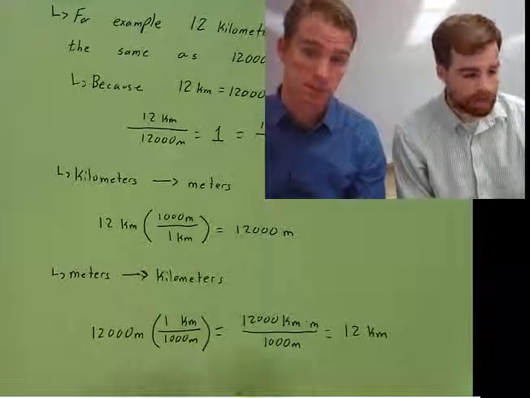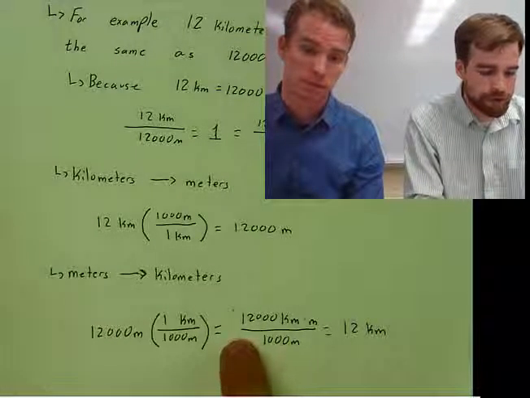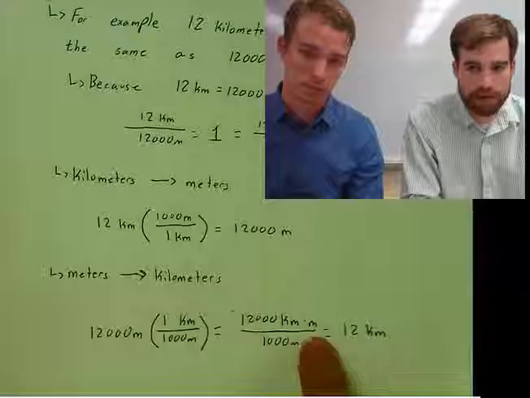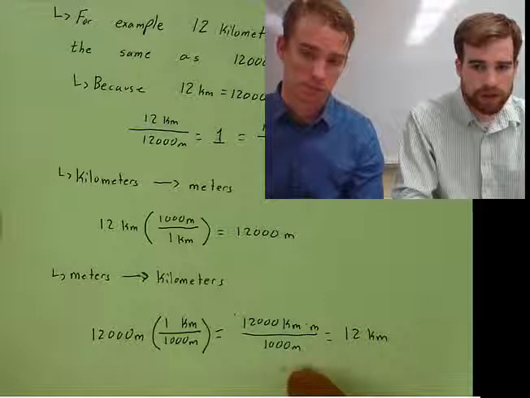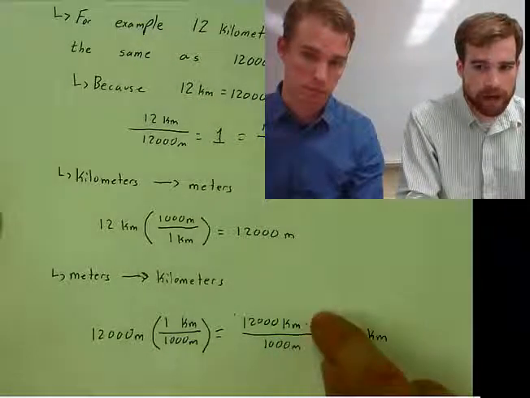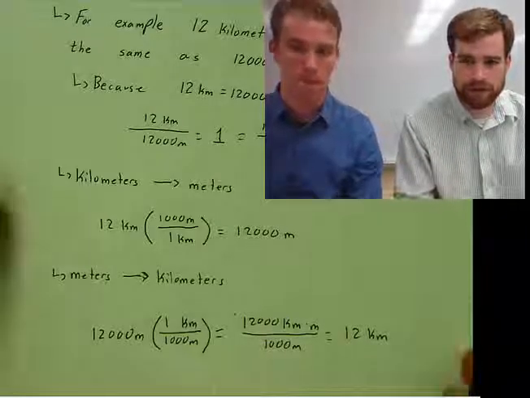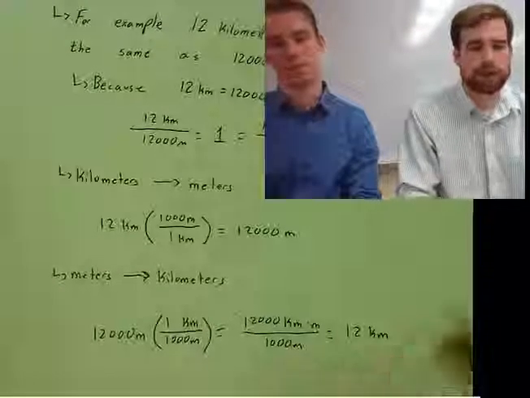Okay, and just to show the math of 12,000 meters times kilometers divided by meters, once again, you could physically cross those m's out to have a better representation of what's actually happening, and that equals 12 kilometers.